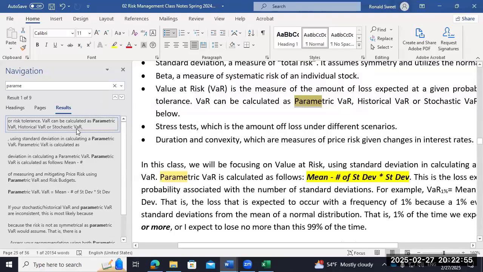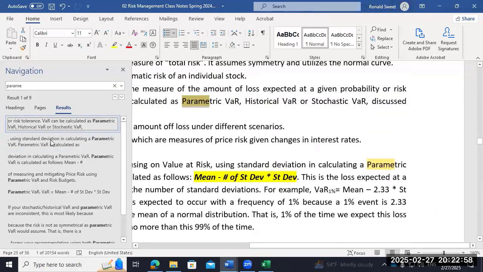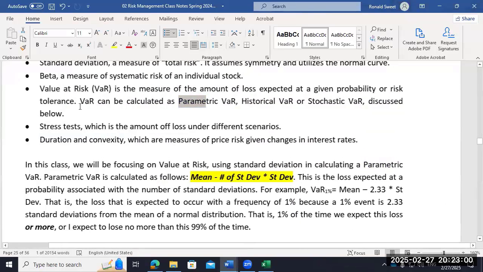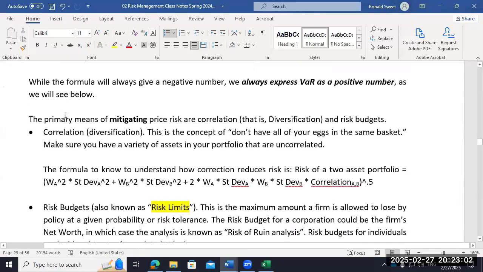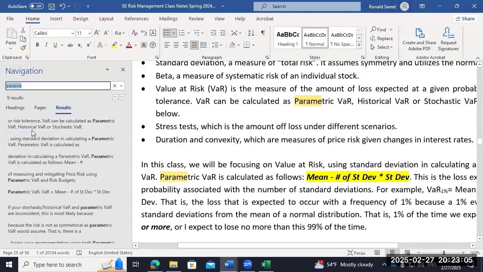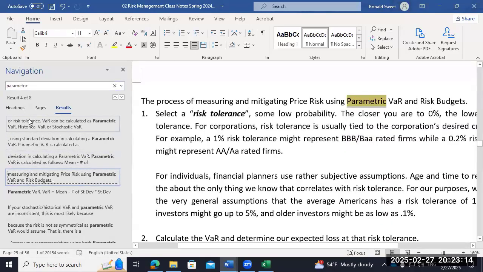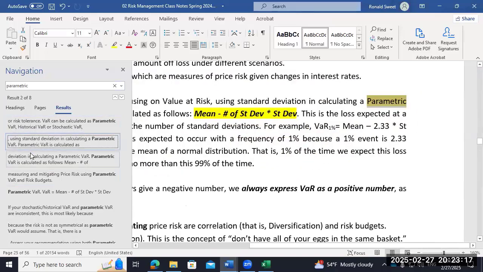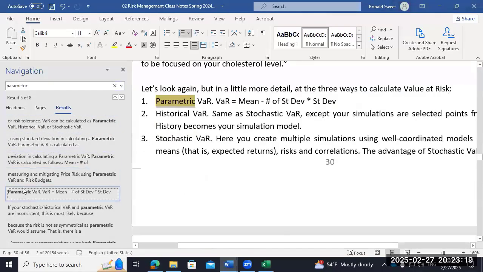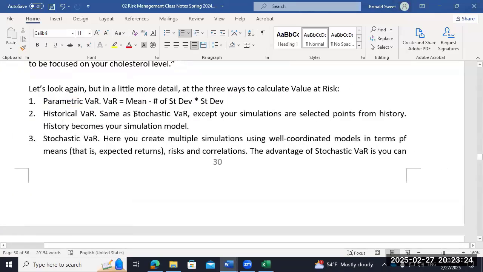So let's look at the different definitions. That didn't show me. Parametric. I saw it a second ago, but all right, here it is. So on your case, you'll do parametric and historical. I don't know how to get stochastic in here, but we'll do these two.